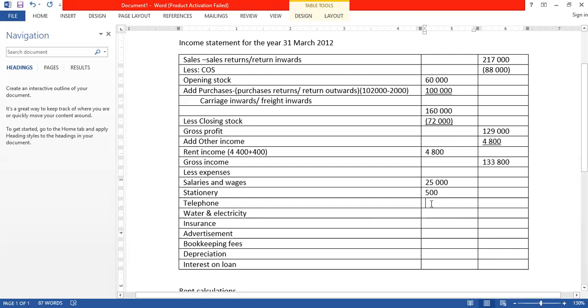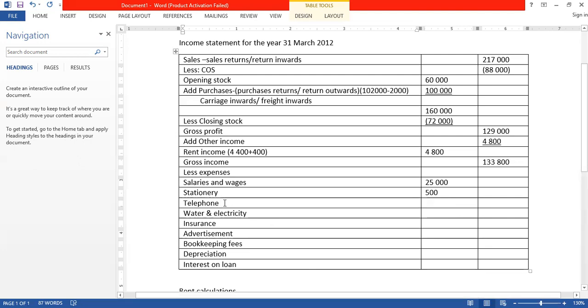Telephone. Any additional information? Number 5. What is number 5 saying? The telephone and water and electricity accounts for much of 550. So 540 of telephone and 200 of water and electricity have not been paid, meaning they belong to this current financial year, but they have not been paid. Because they belong to the current financial year, we need to record them. We need to include them.